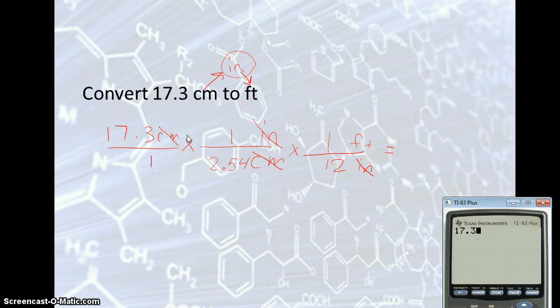Now, I'm going to divide by everything on the bottom. So 17.3 divided by 1, still the same answer. If there's ones, you just leave them alone. Okay, act like they're not there when we do multiplication or division.